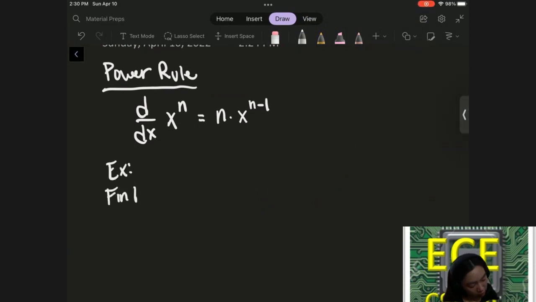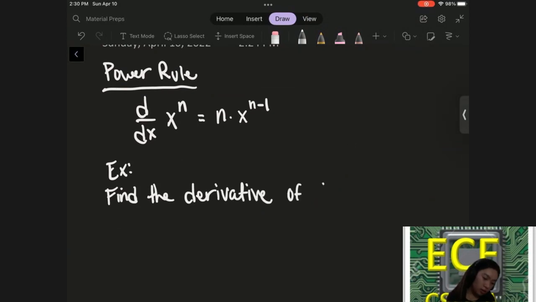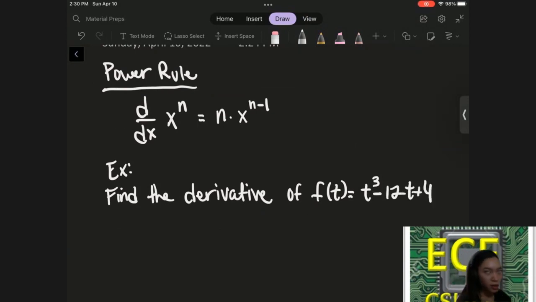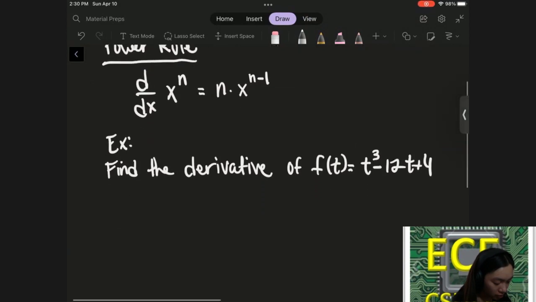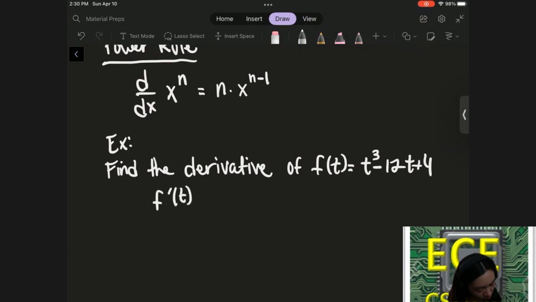Let's find the derivative. Ooh, that was ugly. Okay. Find the derivative of f of t equals t cubed minus 12t plus 4. All right, so this is just simply applying the power rule. So f prime of t equals, so this is applying the power rule to each term.